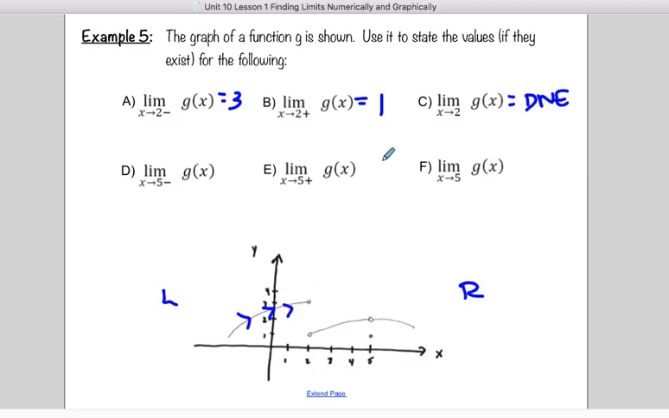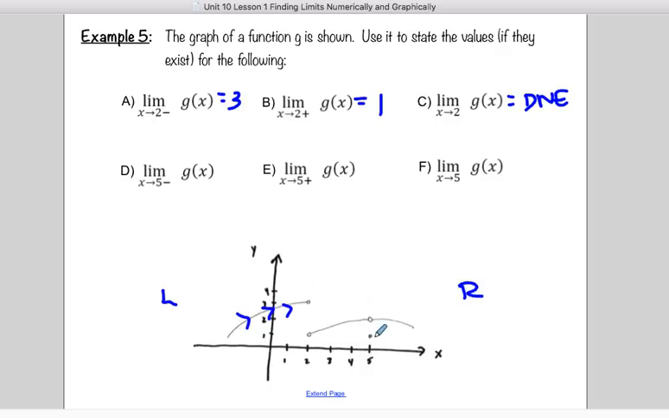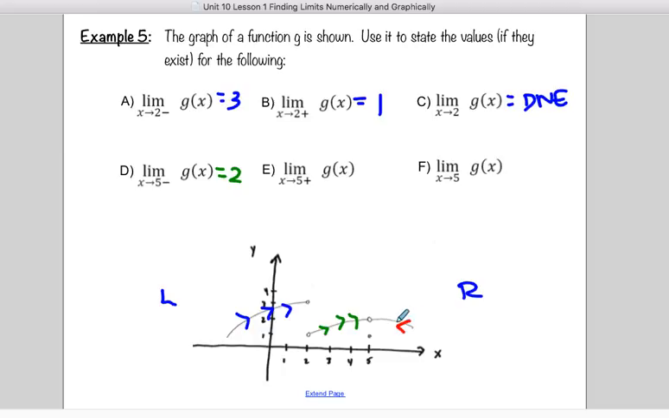Now we're going to go ahead and look at 5, the limit at 5 from the left and from the right. Okay, as I approach 5 from the left, what number does it look like this is? This looks like it is 2. As I approach 5 from the right, my curve is following along. It looks like I'm going to approach 2. Now it's saying, well, what's the overall limit? Do these match? Yes, they do. So since they match, then my overall limit is that number 2.